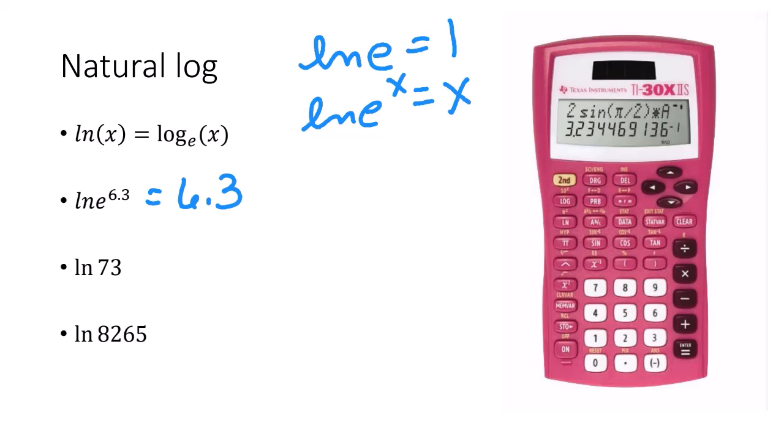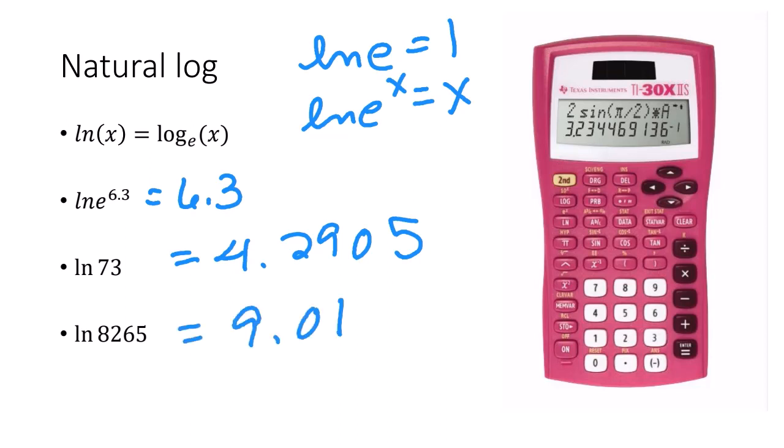And then if I have the natural log of 73, I hit ln, I hit 73, I'm going to do 4 decimal places. I have 4.2905, I'm going to call it 5. And then I just picked a bigger one, natural log of 8,265, and this is 9.01. Let me show you what I have. I have 9.0198 if I do 4 decimal places. Again, I'll go to the calculator really soon.